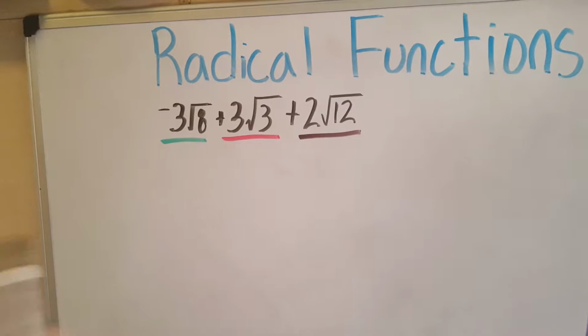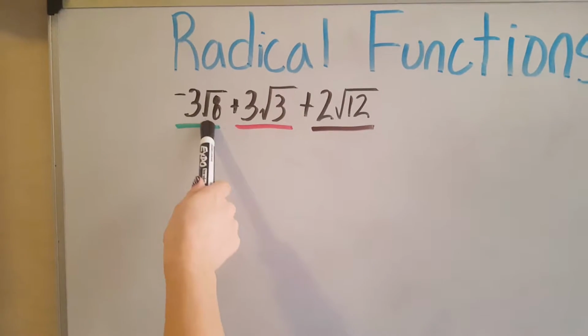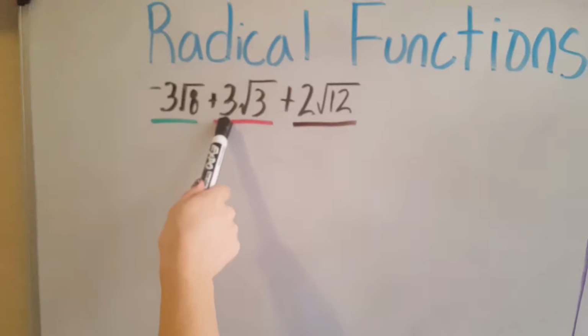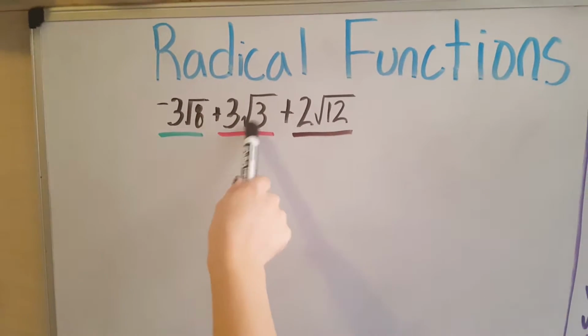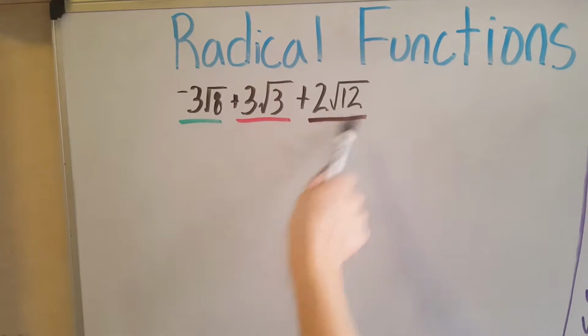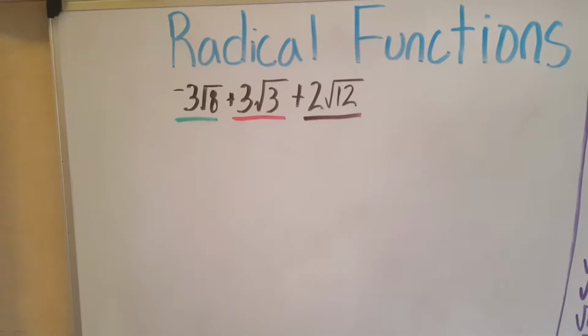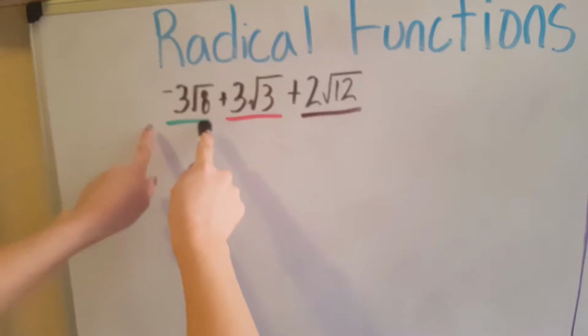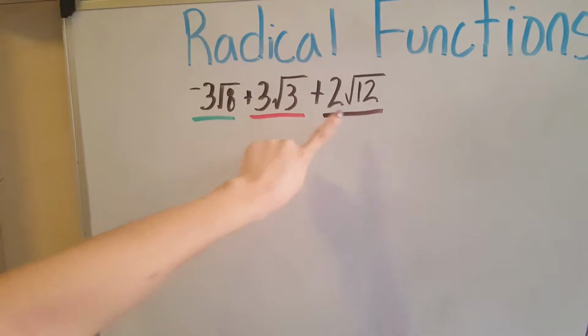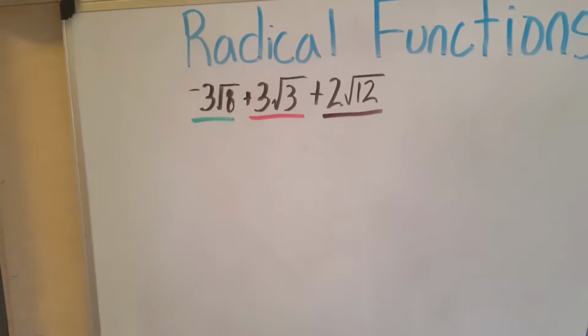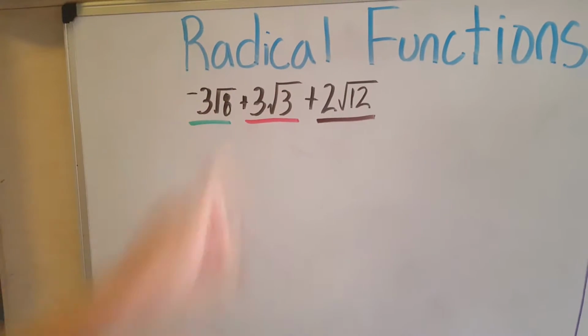So the problem we're dealing with today is negative 3 over the square root of 8 plus 3 over the square root of 3 plus 2 square root of 12. First, I like to dissect our problem. This one is going to be green, red, and brown. And first, I like to look at the square roots as well.